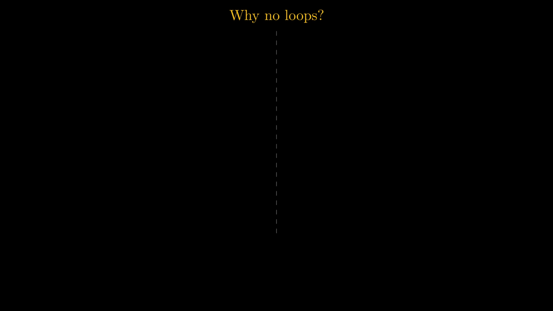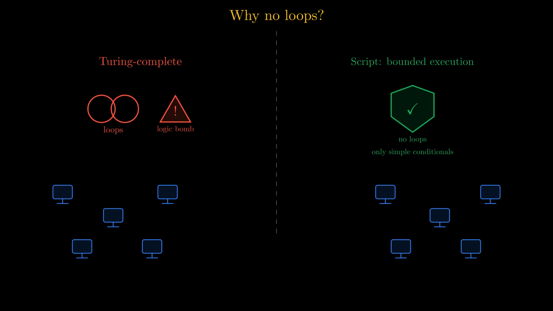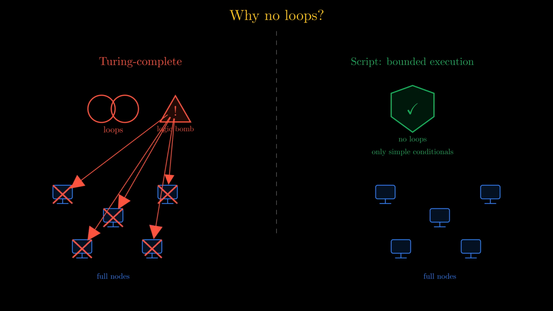So why design a language this limited on purpose? The limits are the design. Script is intentionally not Turing complete, meaning it cannot express arbitrary computation. There are no loops. The only flow control is simple conditionals. Why does this matter? Because every full node, every computer enforcing Bitcoin's rules, must run every script in every transaction. If a malicious user could write a script that loops forever, one transaction could freeze the entire network. Bounded execution isn't a missing feature. It's the shield that makes denial of service attacks against the validation engine impossible.